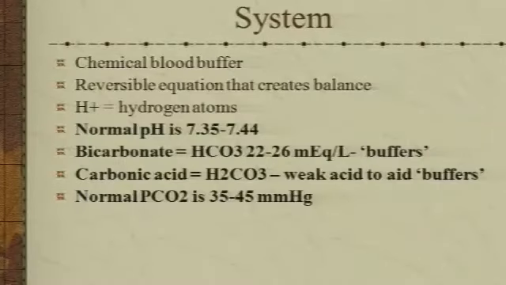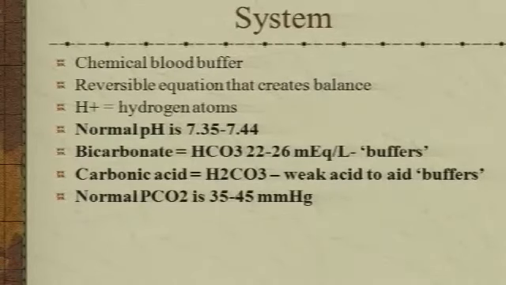So carbonic acid, this is really what I want you to worry about. That last picture gets very confusing. I want you to understand carbonic acid bicarbonate is a chemical blood buffer that's a reversible equation that helps to create balance in the blood. It keeps it within that normal pH of 7.35 to 7.45. Bicarbonate is HCO3 negative. Carbonic acid is H2CO3.